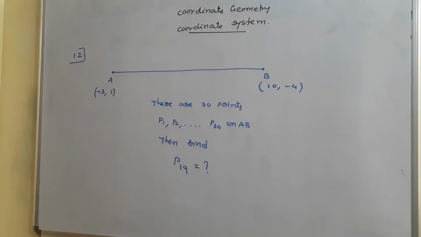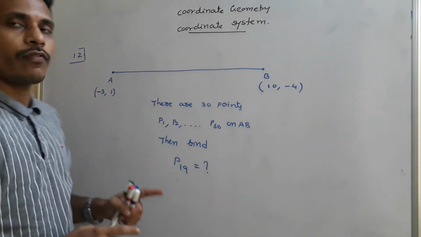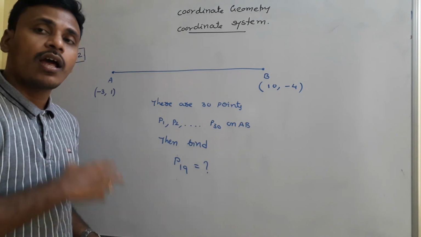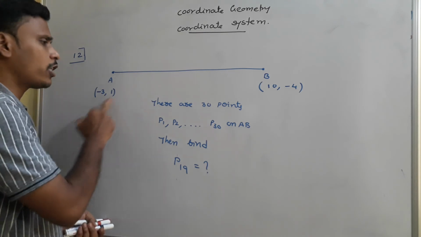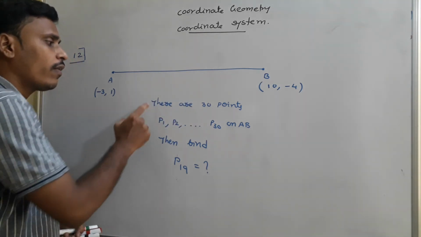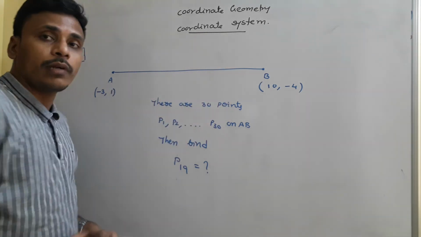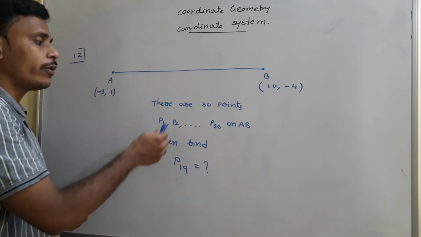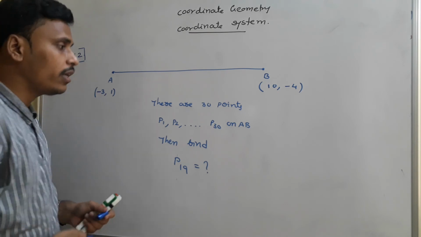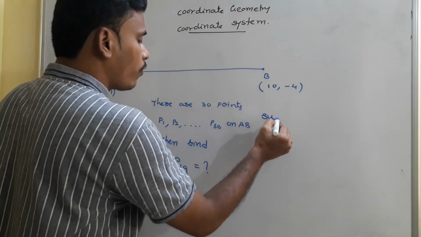So next one, extension of the idea. In the sense, already we discussed the section division formula, midpoint, trisection point, and we are extending the idea. Suppose I have the line segment AB, and I just mentioned the coordinates, right? And there are 30 points on this line segment AB, P1, P2 and so on, P30 on AB, such that, actually I need to mention, I forgot to mention that.